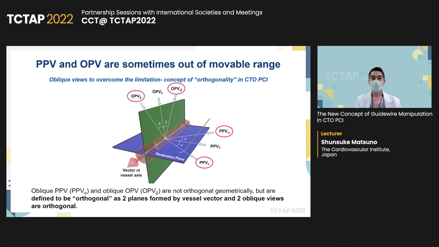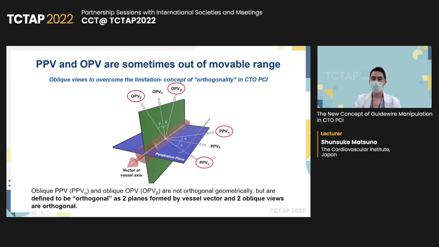Oblique PPV, PPV alpha, and oblique OPV, OPV beta, are both oblique to the vessel vector and are on the green and blue line, respectively. Oblique PPV and oblique OPV are not geometrically orthogonal to each other, but are defined to be orthogonal as the two planes formed by the vessel vector and the two oblique views are orthogonal.